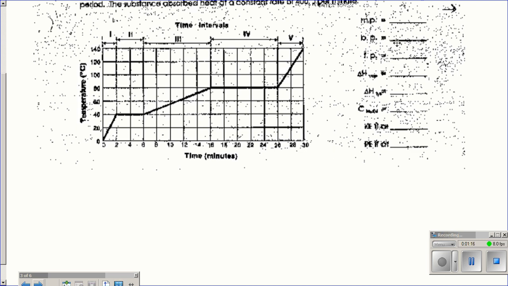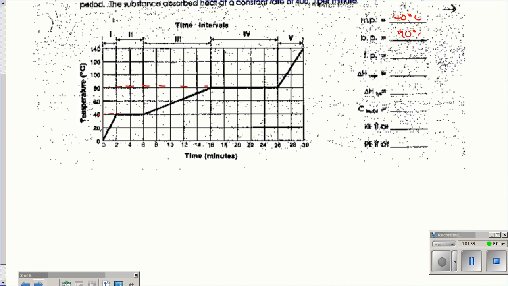We can see that the melting point of this substance occurs at this portion. So the melting point of this substance is 40 degrees, assuming that's in Celsius. The boiling point is at 90 degrees.